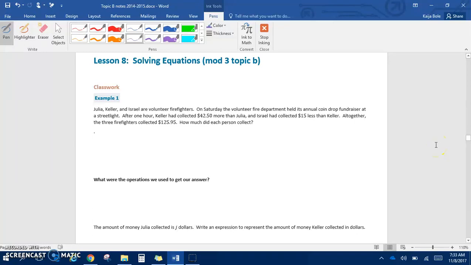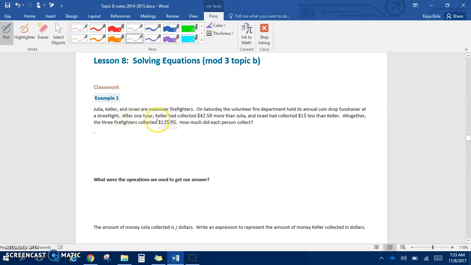Alright, so here we are on lesson 8, more of solving equations, so kind of some similar examples to the one from the last lesson. Example 1 says, Julia, Keller, and Israel are volunteer firefighters. On Saturday, the volunteer fire department held its annual coin drop fundraiser at a streetlight.